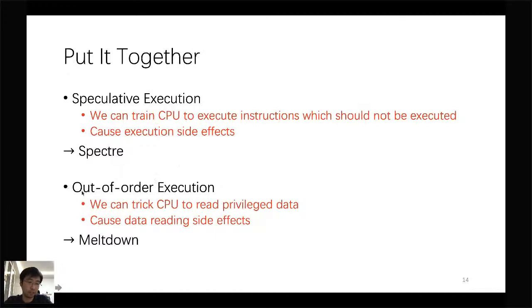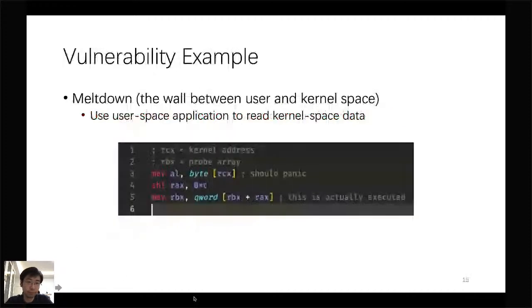And then another feature is out-of-order execution, and with it we can trick the CPU to read some privileged data which shall not be read, and this causes the Meltdown problem. Okay, this is the code snippet which would be used by the attacker, and now we can understand about half of it. I will not give an example of Spectre here because Spectre is a general-purpose attack method and vulnerability, so we use Meltdown.